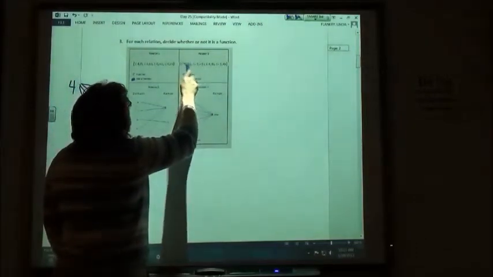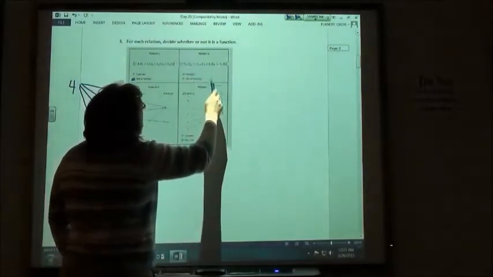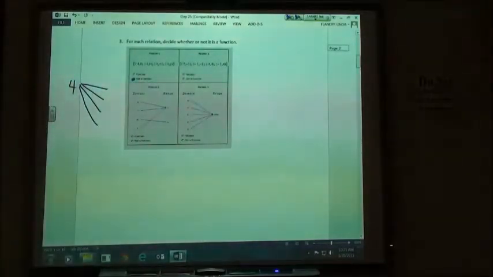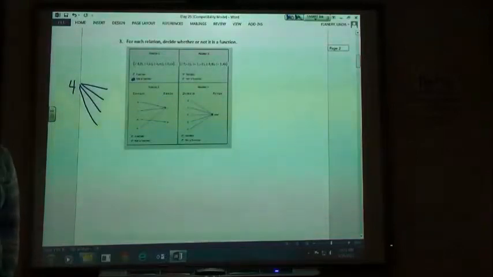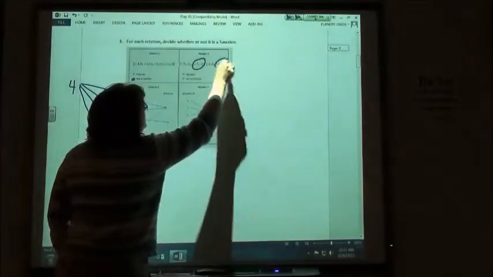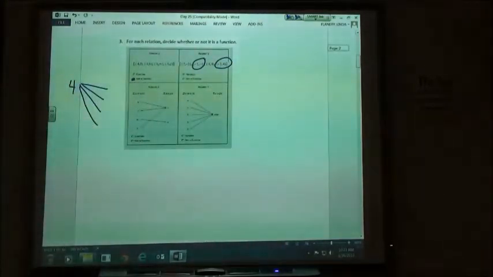So 7 goes to -1, -1 goes to -1, 4 goes to 4, and -1 goes to 4. Is that going to be a function? No. Why is it not a function? Look at these 2 points. -1 goes to -1, and -1 also goes to 4. It goes to 2 different answers.